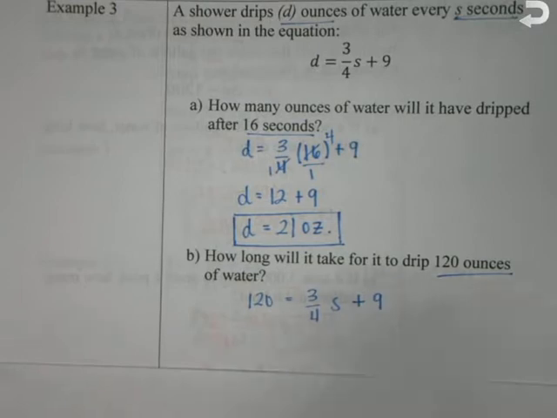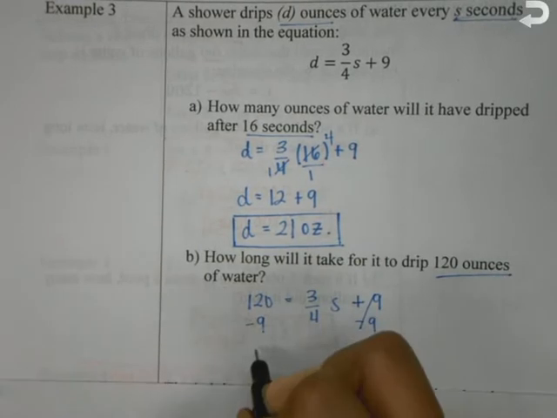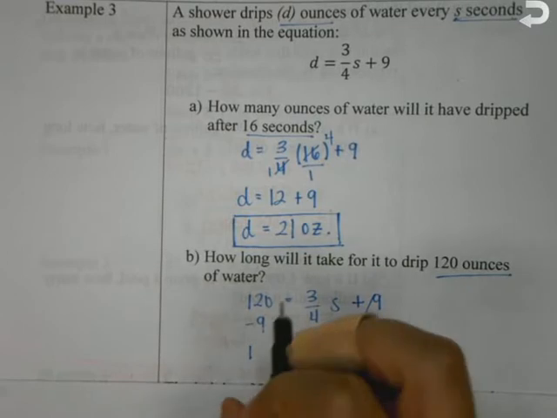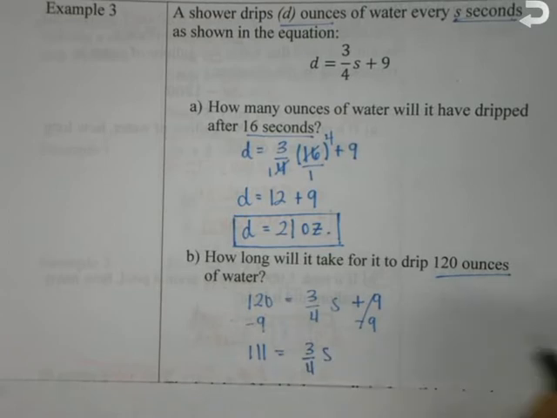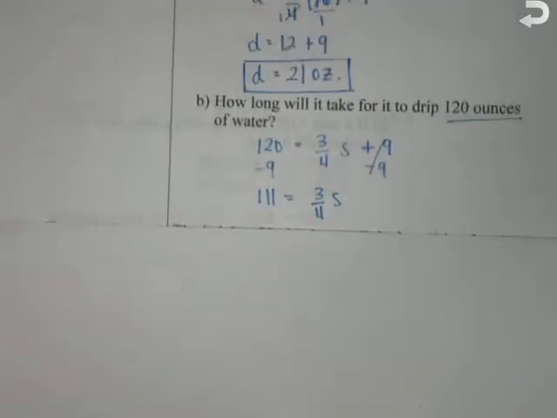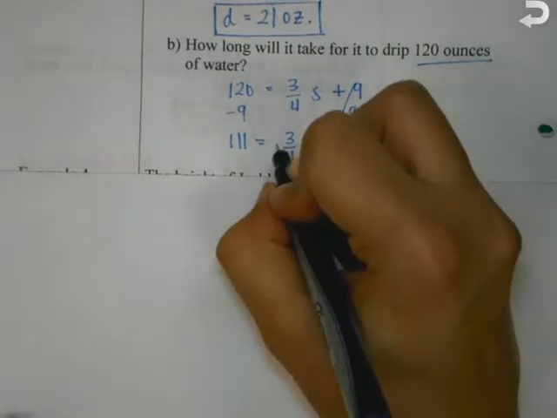Good. Subtract 9. So we subtract 9 from both sides. So that's going to give me 111 equals 3/4 S. Okay. What is my next step after I have 111 equals 3/4 S? Nate. I get S by itself by doing what? Dividing by what? 3/4, which is the same as multiplying by the? Good, reciprocal. So this is times 4/3.